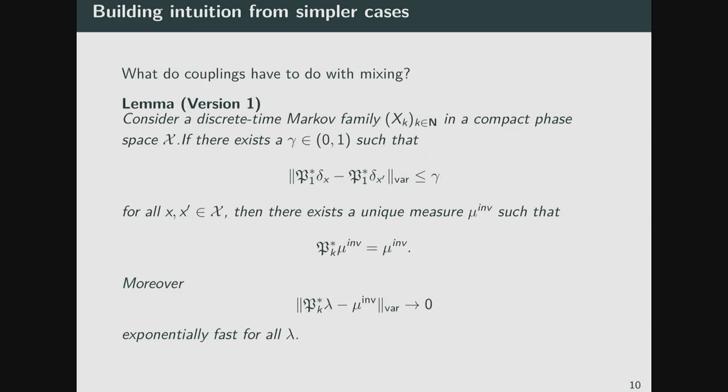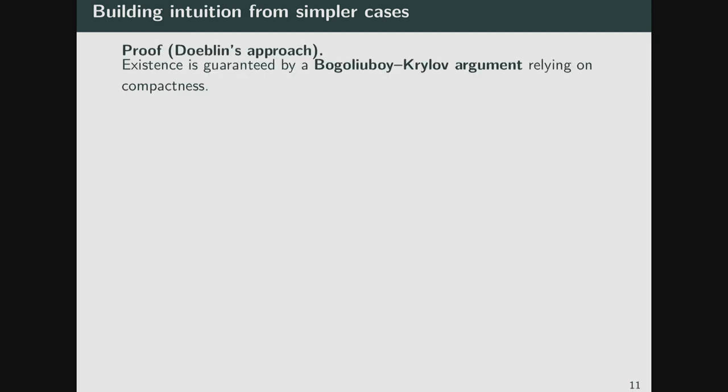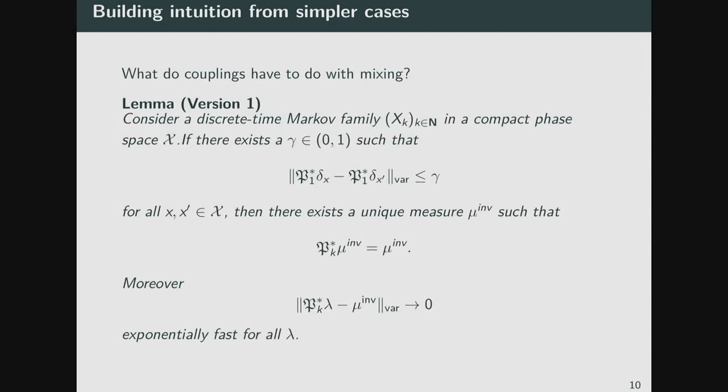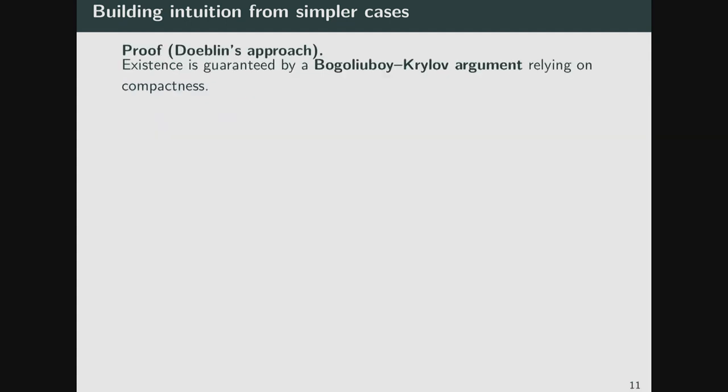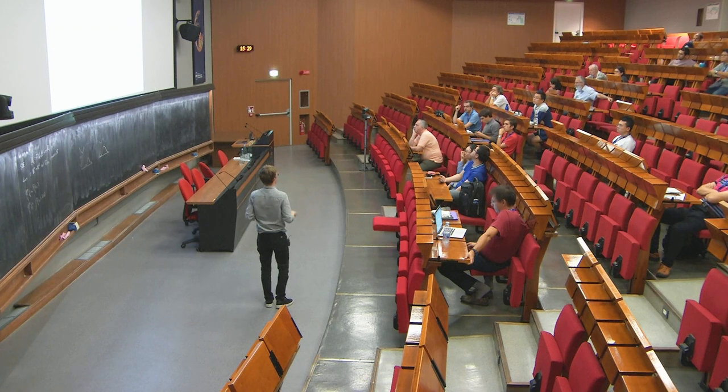So it's an existence and uniqueness theorem. Well, the existence part is not so bad because you're in a compact space. The space of probability measures on a compact space with a weak topology, right? It's compact, so it's sequentially compact. So to engineer an invariant measure is a classical argument that goes by the name of Bogolyubov-Krylov. I'm not going to spell it out, but because of compactness, you have existence. Now, what about uniqueness?